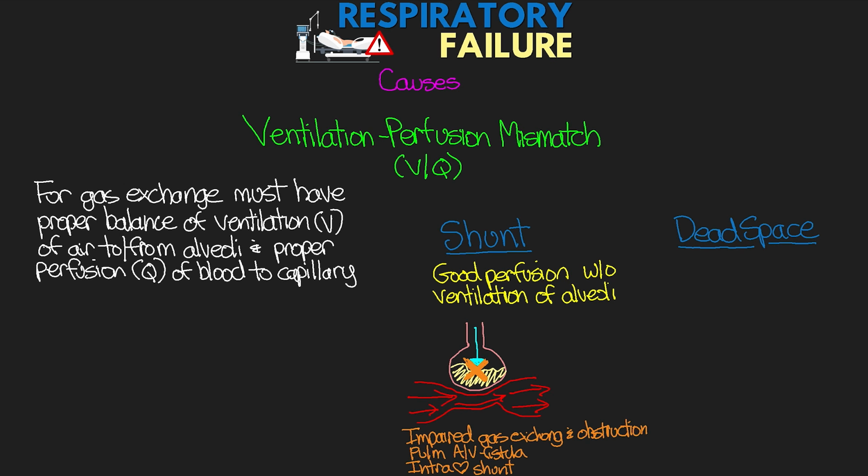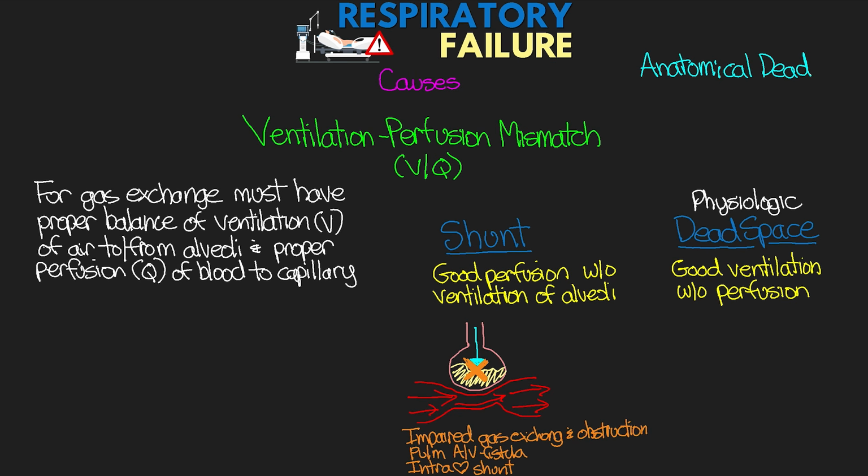Now for our dead space, and here I'm specifically talking about our physiologic dead space, this is where we have good ventilation to the alveoli without the perfusion. Just as a quick differentiation, we do have our anatomical dead space, and as a very easy example, think of your trachea. So we have good ventilation of that area, but obviously there's no gas exchange, there's no perfusion to that area, so this is an anatomical dead space. We expect that dead space to be there.